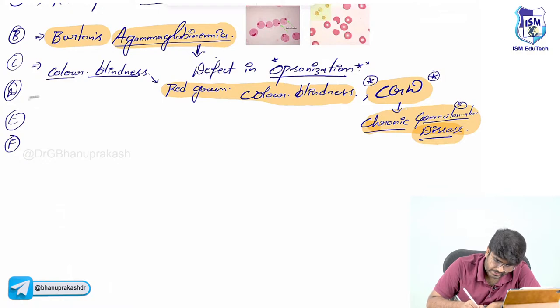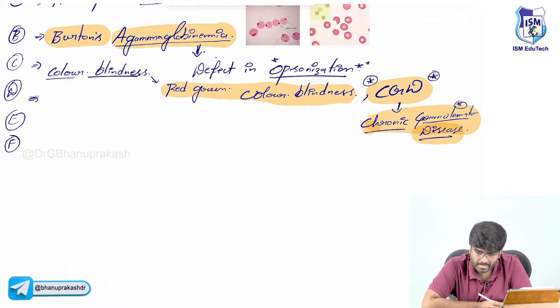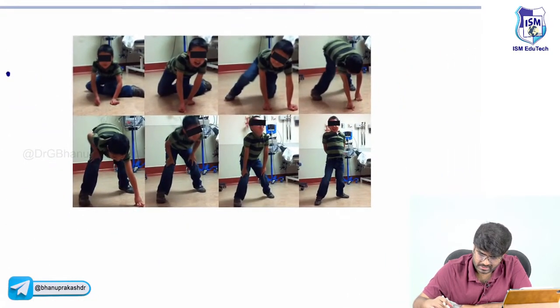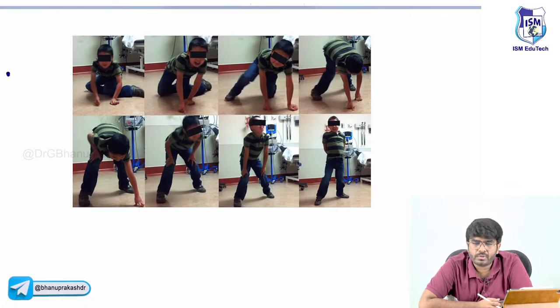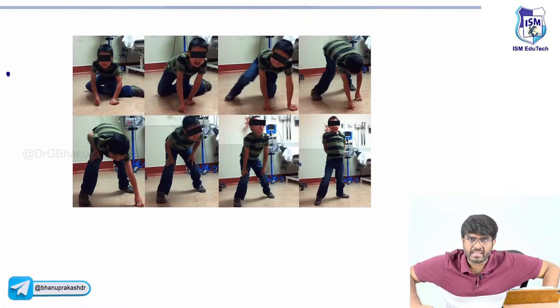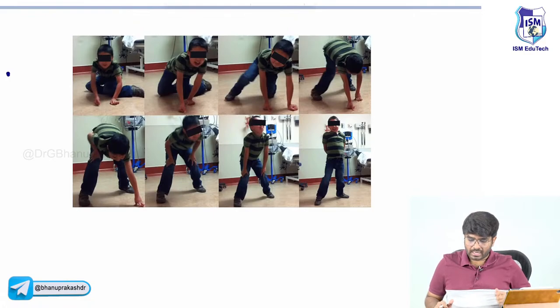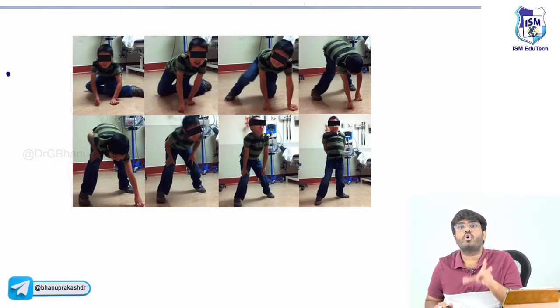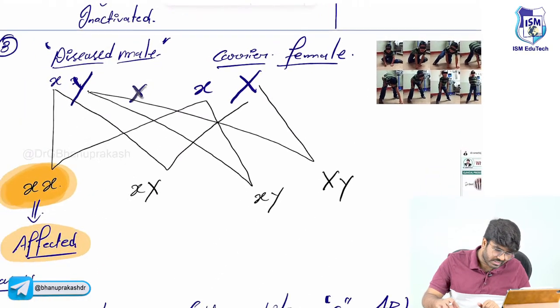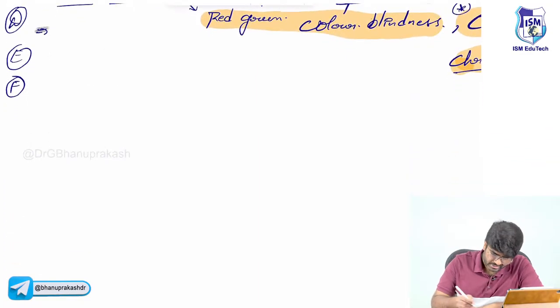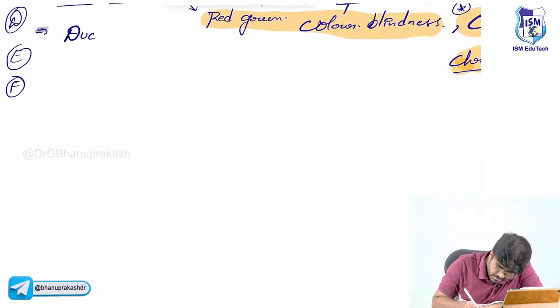D, any idea, guys? Let me show you. See, in this disease the baby cannot stand properly. He is standing with the help of his upper extremities. And if you look at the calf muscles of this baby, they are going to be very big. That is called pseudohypertrophy of the calf. Guys, can you tell me what this is? Monica? Duchenne's. Excellent. DMD.